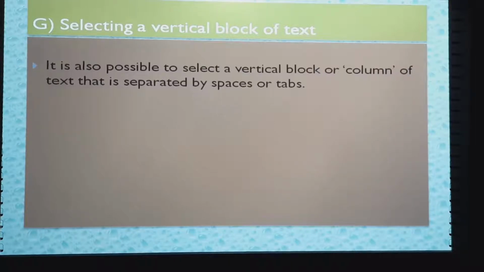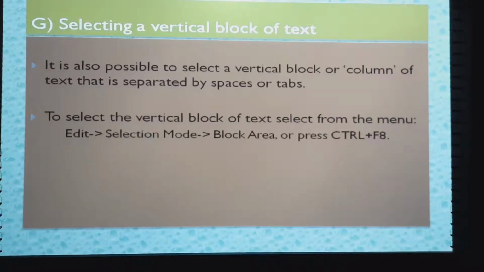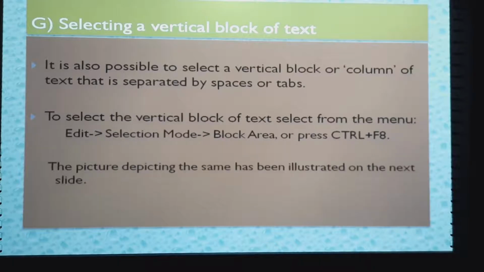The content that we are going to work on is separated into vertical blocks or columns by using spaces or tabs. In such a situation, in order to select the vertical block of text, we need to go to the Edit menu. From there we choose Selection Mode and then Block Area, or press Ctrl F8. This is the set of steps, or if we need a shortcut key, then the combination is Ctrl plus F8. The picture depicting the same has been illustrated on the next slide, in which I have depicted all those contents.